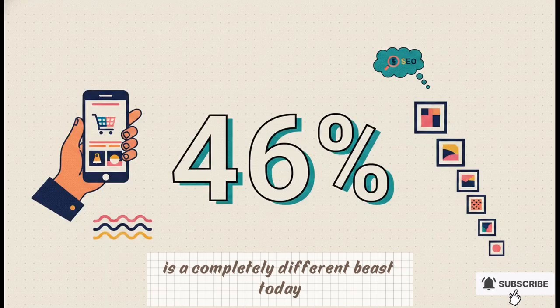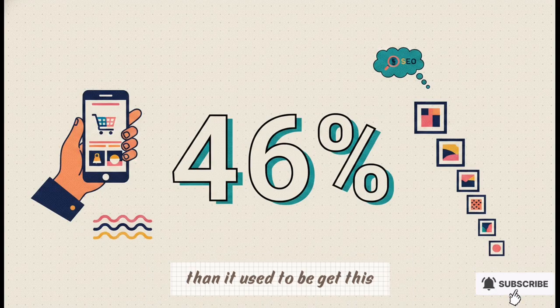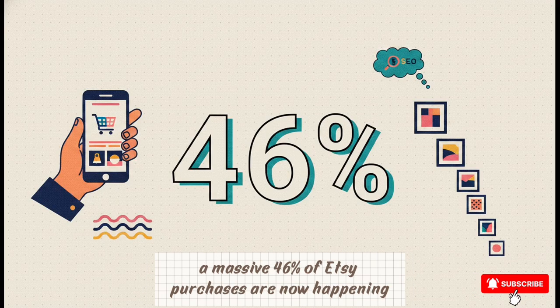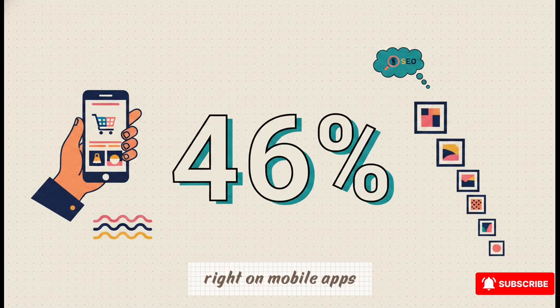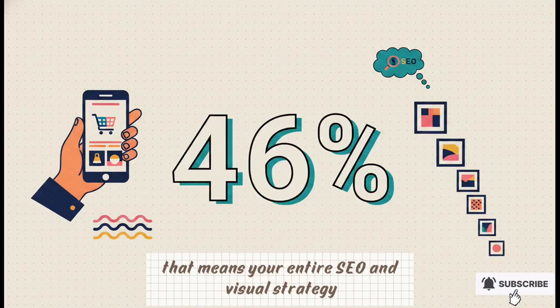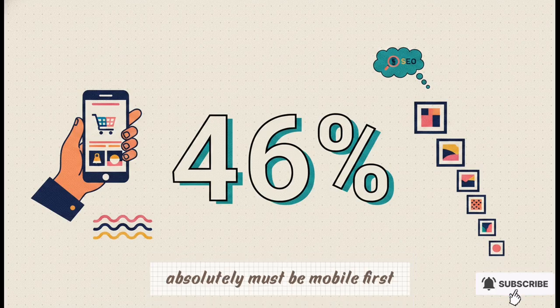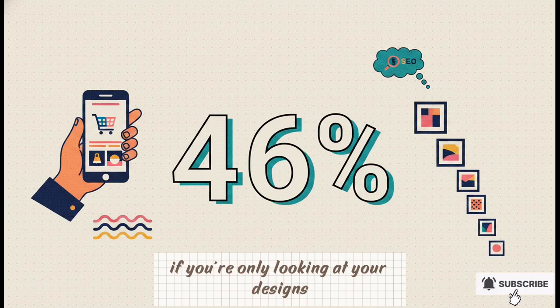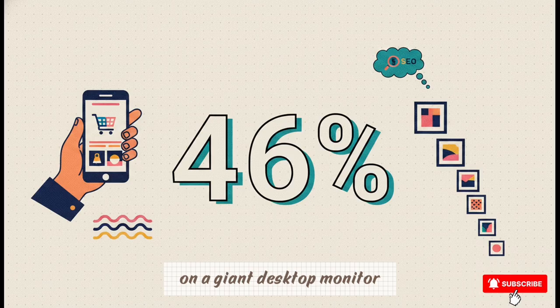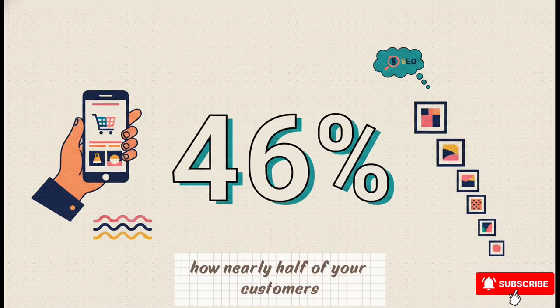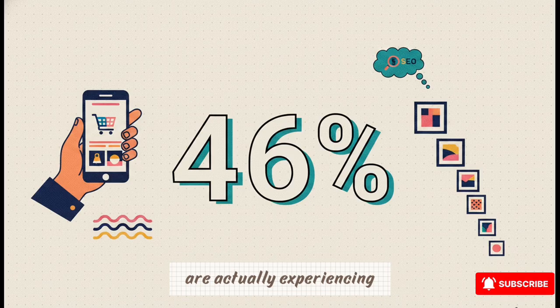Etsy search is a completely different beast today than it used to be. Get this, a massive 46% of Etsy purchases are now happening right on mobile apps. That means your entire SEO and visual strategy absolutely must be mobile first. If you're only looking at your designs on a giant desktop monitor, you're totally missing how nearly half of your customers are actually experiencing your shop.